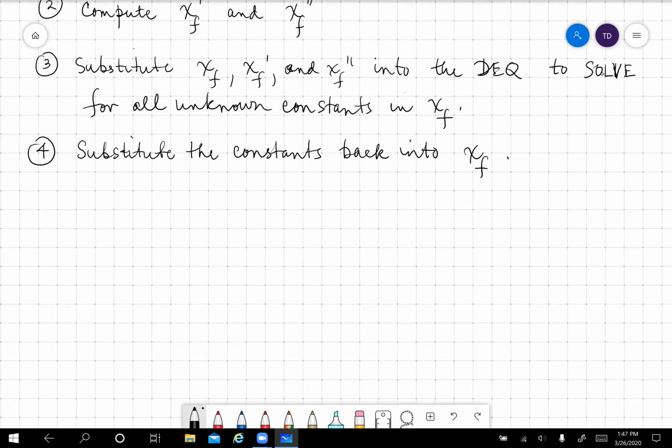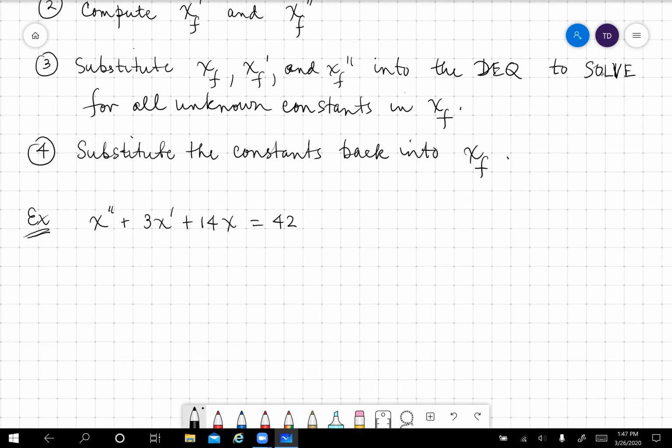So when we do that, we should have a completely known x sub f. Okay? I'm going to do an easy example today, and then we'll expand on this tomorrow because we're winding down on time. Here we go. X double prime plus 3x prime plus 14x is equal to 42.